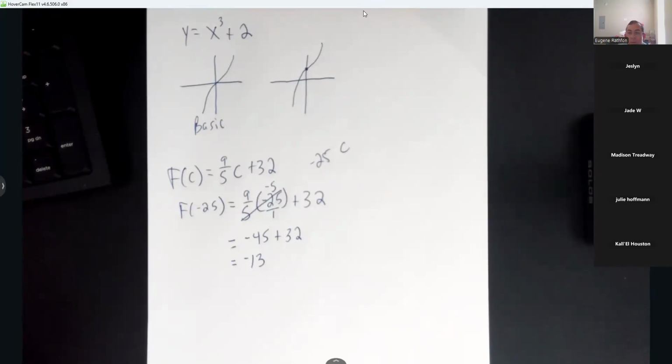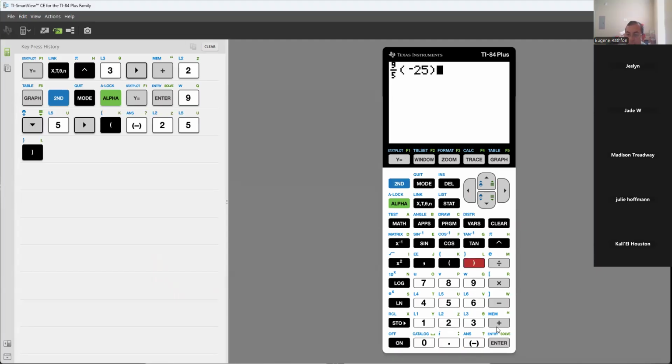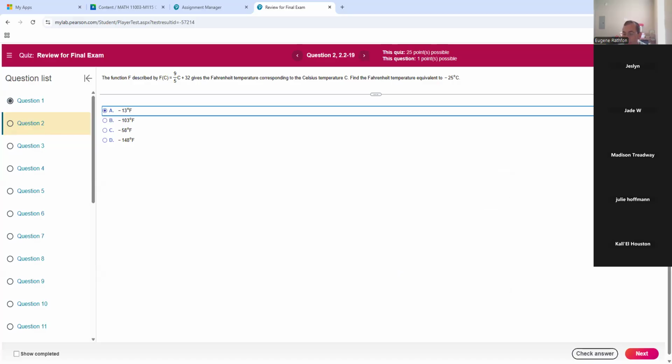So I could quit this screen. I have a fraction for the 9/5, so I'm going to do alpha y equals enter. Put the 9 on top. Put the 5 on bottom. I'm going to arrow right. Put in negative 25 for the C. And then that was plus 32. So either way you do it, when you hit enter, you get negative 13, okay? So we're just looking for negative 13 as one of our answers. And y'all, it's A there, so we click A, and then we move on.